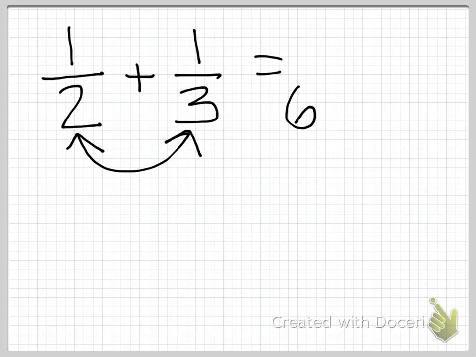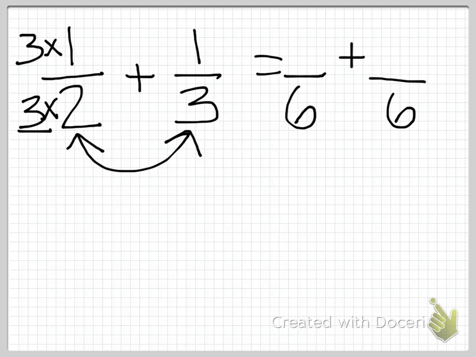So let's rewrite this problem with a common denominator of 6. 1/2 equals how many 6? Well, to find common denominators, we do 2 times 3, and that equals 6. Whatever we do to the bottom, we have to do to the numerator. 1 times 3 is 3. So 1/2 and 3/6 are the same value.